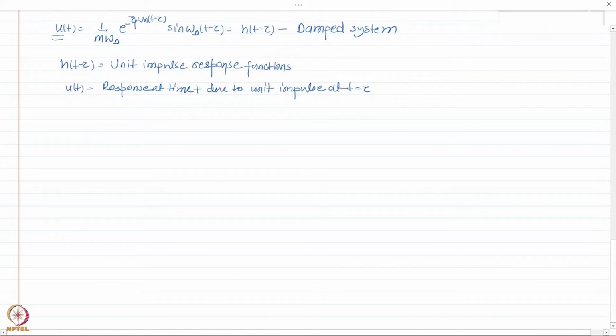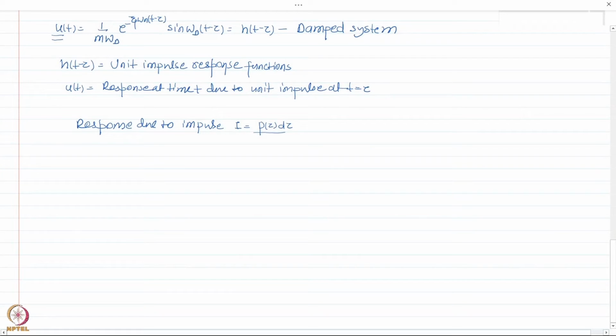So if you want to find the response due to any impulse that is non-unit, let us say an impulse I equal to some other function p tau times d tau. How do we do that? Let me not use the integration sign here. Let me just say that it is a very small value, so that I can approximately say that the area is like p tau times d tau. It's like a rectangular area.